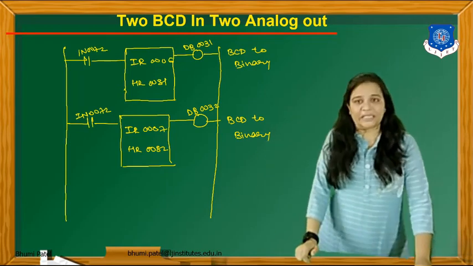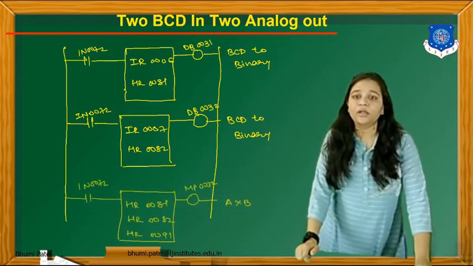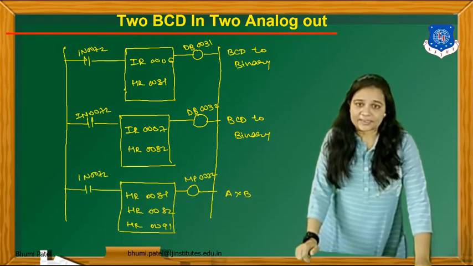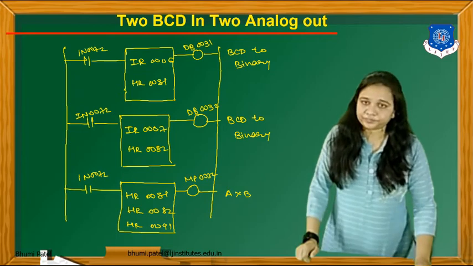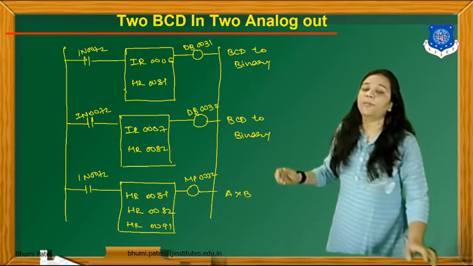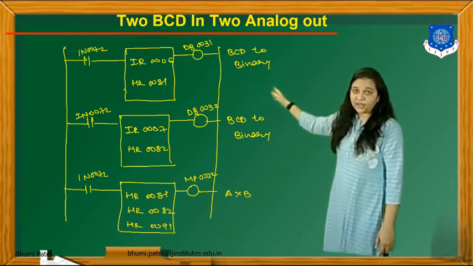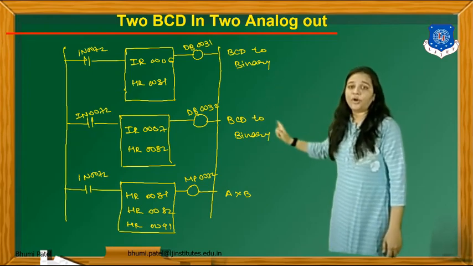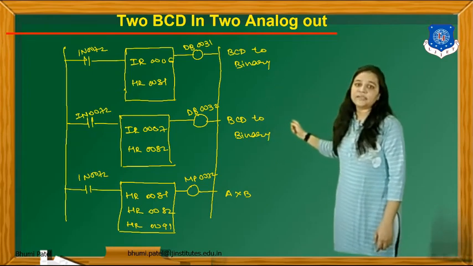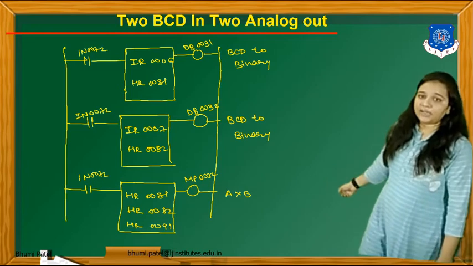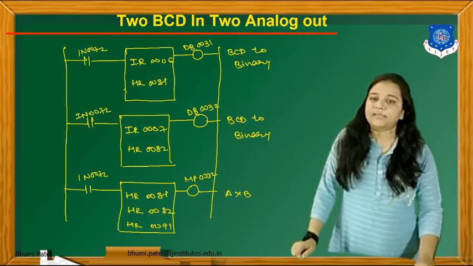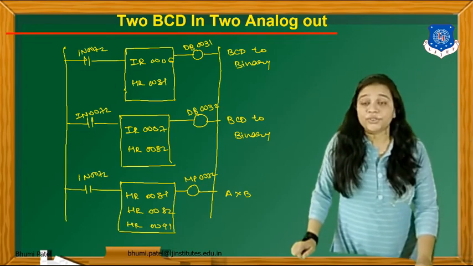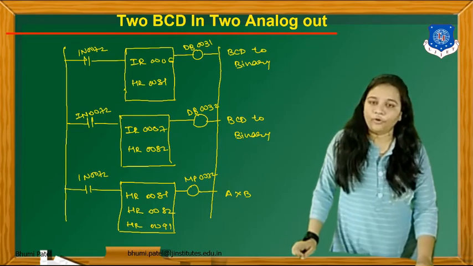Then we have to multiply these two numbers. So the command of the multiplication is MP0032. We have to take operand number 1 from the first row, HR0081, operand 2 in the second row, HR0082, and then we have to store the value in the HR0091. So this is my first analog output.